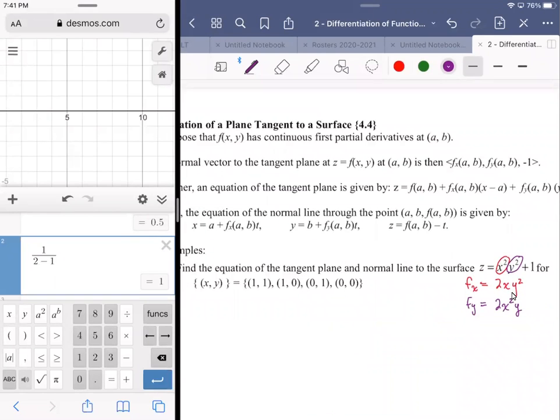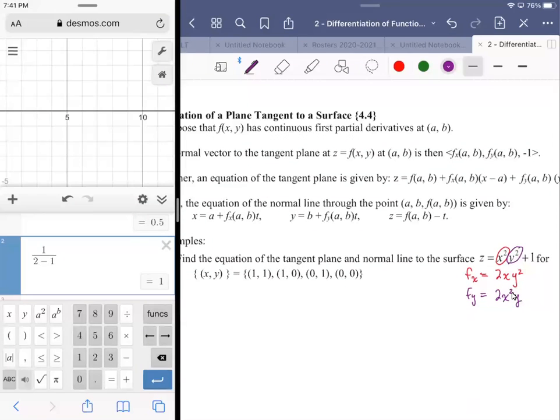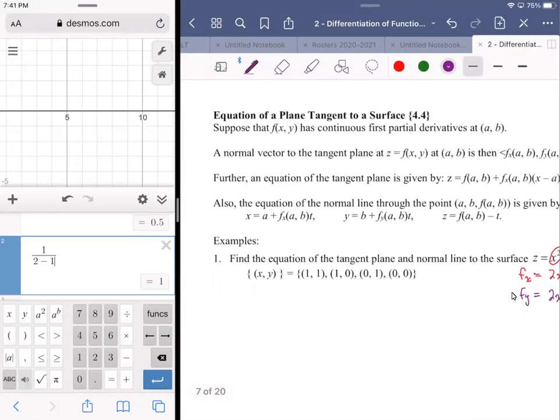So what we'll do is focus on each of these coordinates one at a time. But all we're doing is popping these values into that model. So it's really not that bad. It just takes a little doing, right? So let's focus on 1, 1. So that's an a value and a b value.